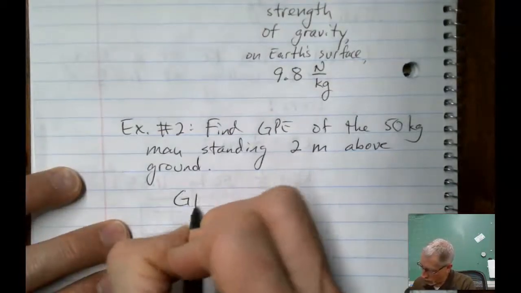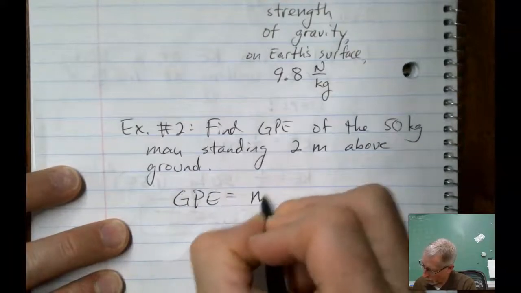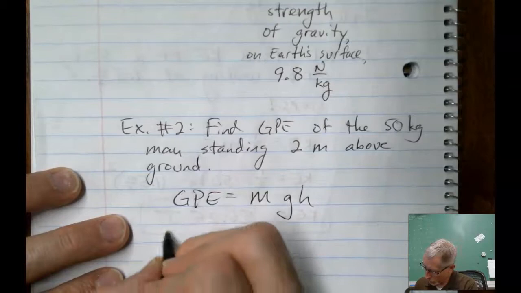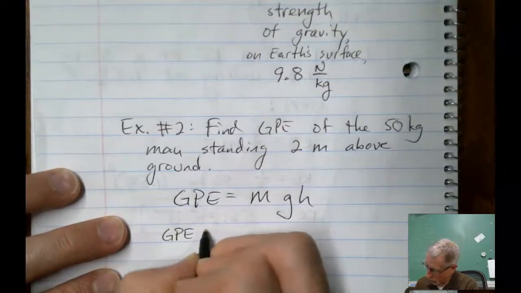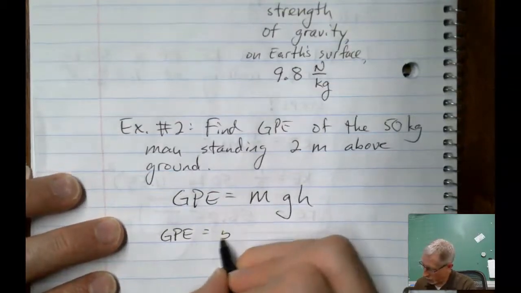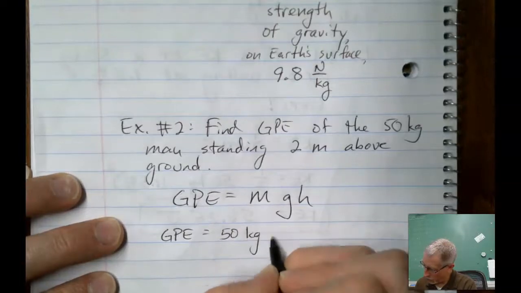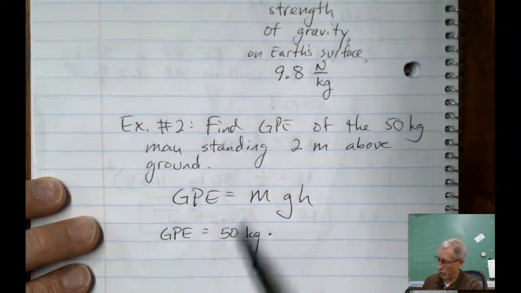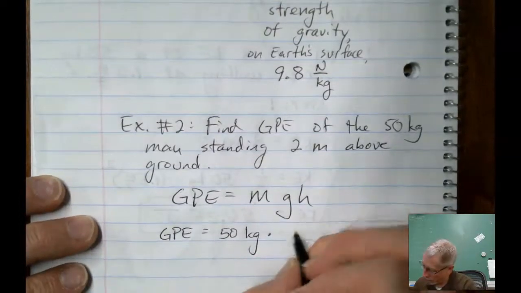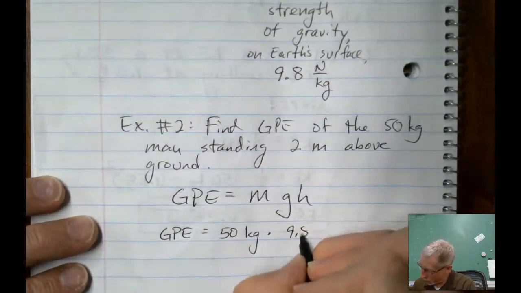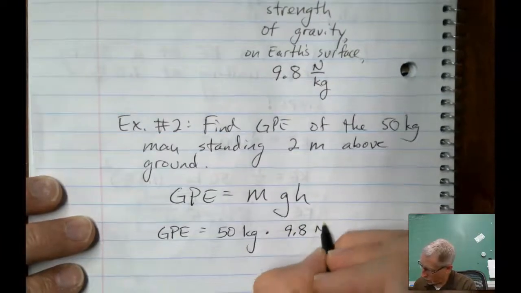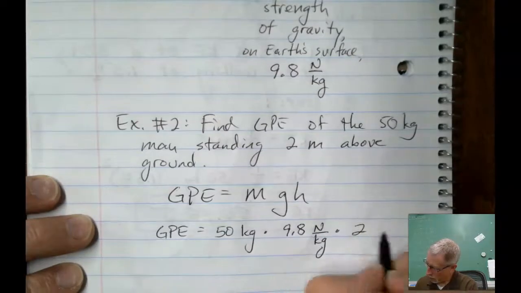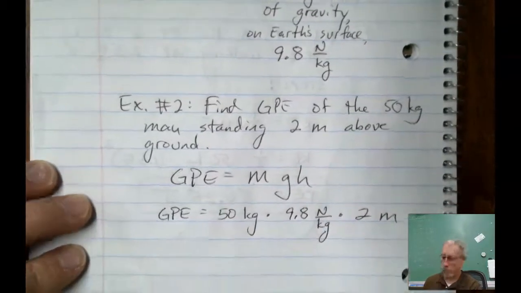So 3 steps again. We write the formula, m times g times h. We plug in the values that were given. So we got a 50 kilogram mass. Make sure you get things in order. Don't put your g first if you wrote m up here first. On the Earth's surface, we will always use 9.8 newtons per kilogram and a height of 2 meters.